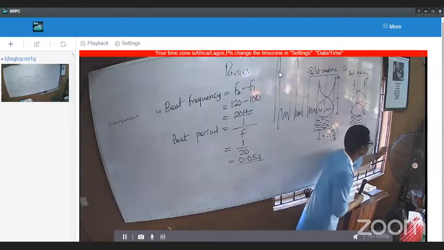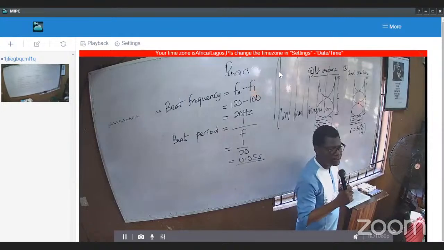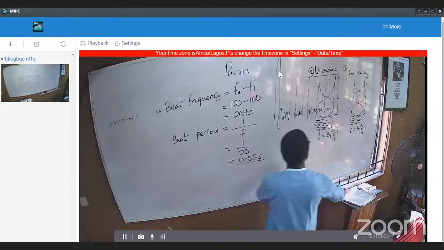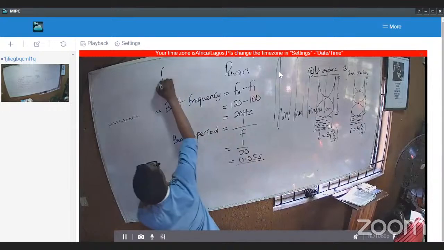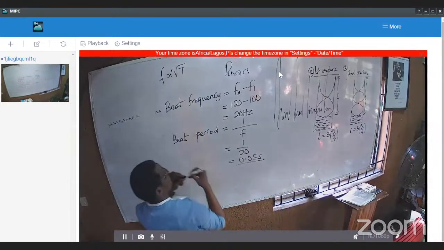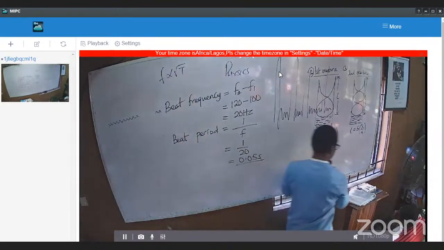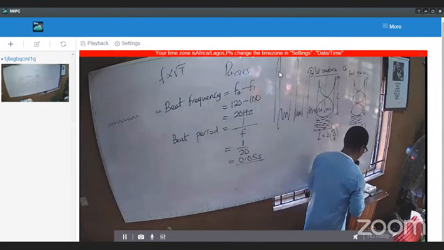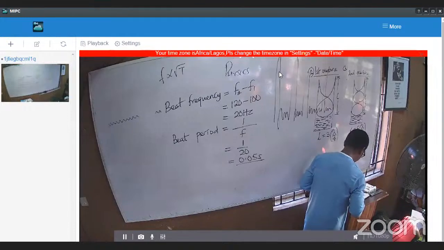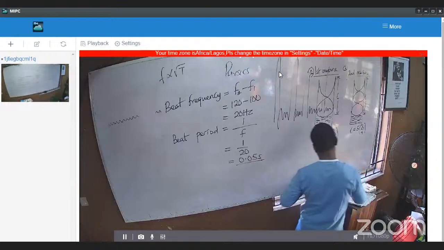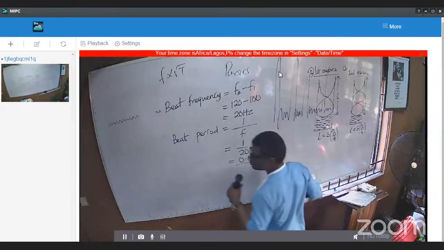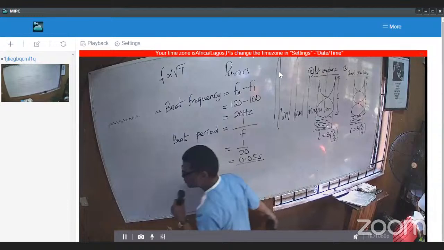Classwork. Therefore, frequency is proportional to the square root of tension. Do it. F is proportional to root T. So I have F1 over F2 equals square root of T1 over T2. But quickly, no time.